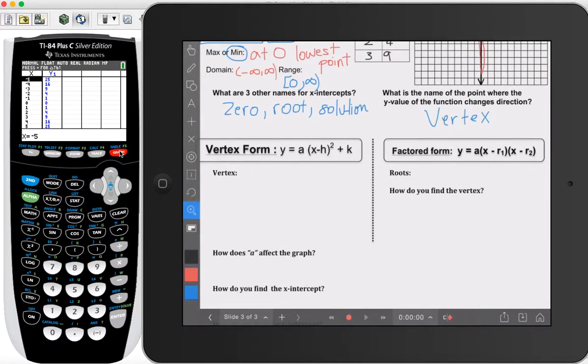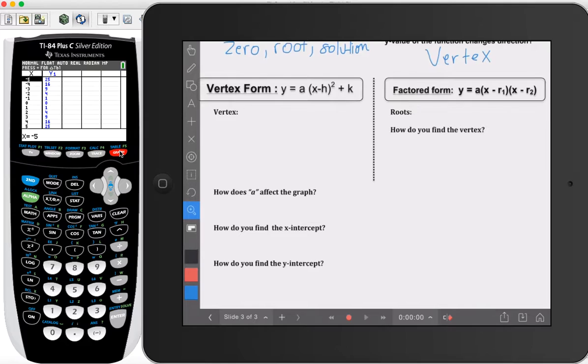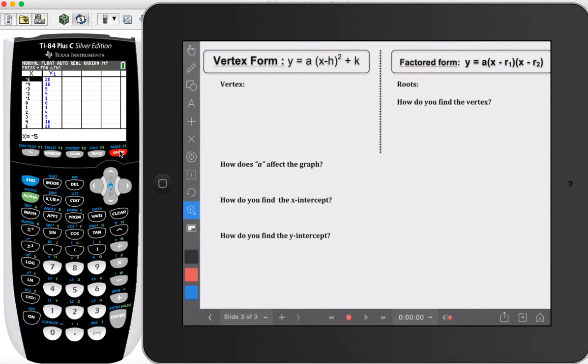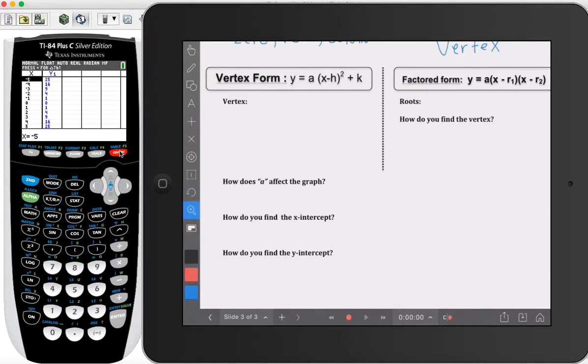Now, today we're going to be seeing this quadratic function in two different forms, in the vertex form and the factored form. What is the vertex form? y equals a(x minus h) to the power 2 plus k. This reminds us of the absolute value function, right? So the vertex is always (h, k).